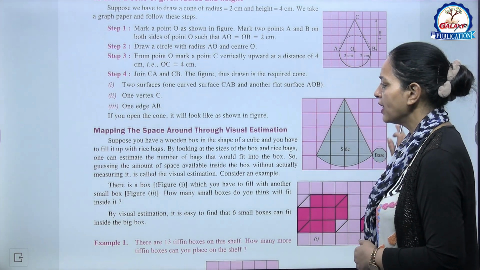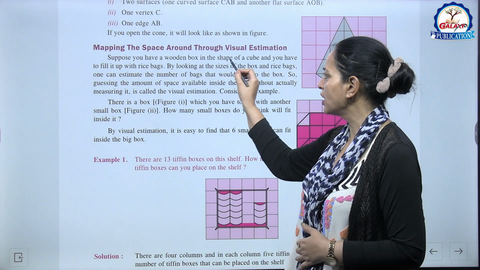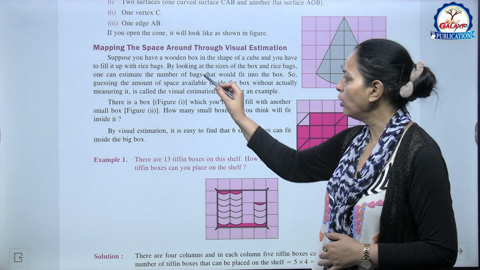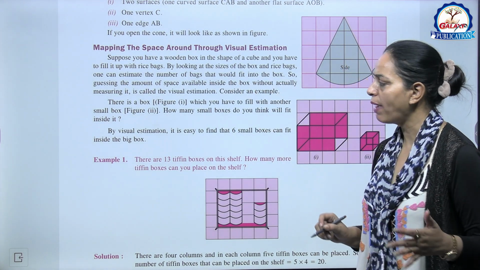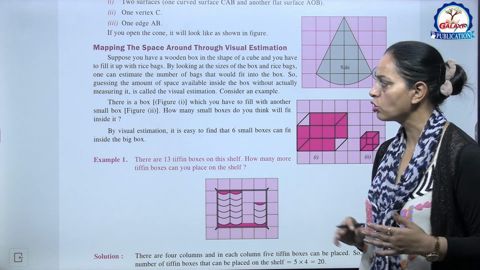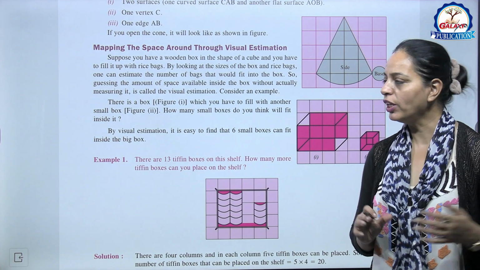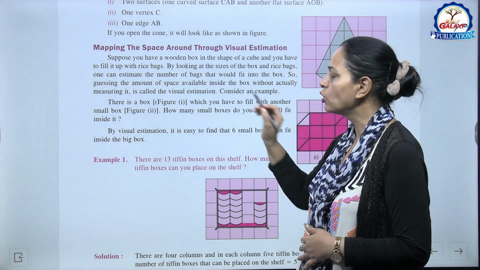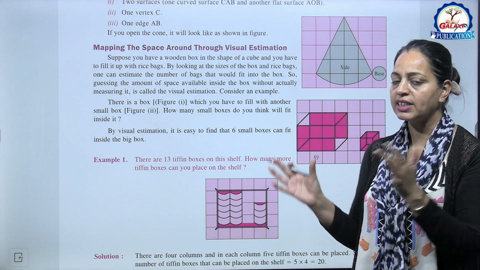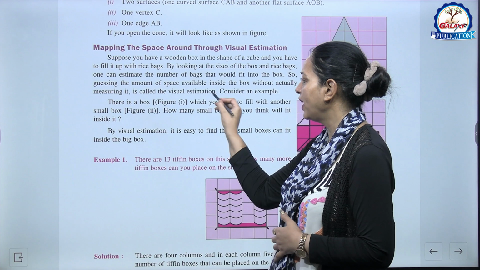Now mapping the space around through visual estimation. Suppose you have a wooden box in the shape of a cube and you have to fill it up with rice bags. By looking at the sizes of the box and rice bags, one can estimate the number of bags that would fit into the box. So guessing the amount of space available inside the box without actually measuring it is called visual estimation. बिना measure के सिर्फ देख कर बताना कि उसमें वो boxes fit होंगे या नहीं होंगे, that is the estimation, visual estimation.